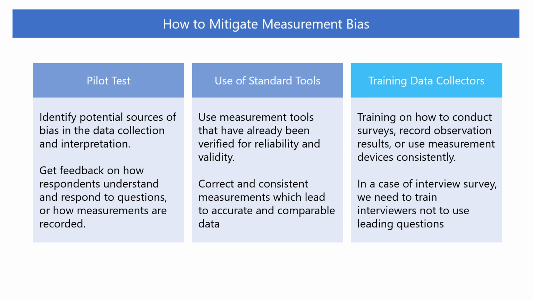The third is training of data collectors. By providing thorough training to all data collectors on how to conduct surveys, record observation results, or use measurement devices consistently, you can prevent bias from entering the data. For example, in the case of interview surveys, we need to train interviewers not to use leading questions and utterances that may influence the respondents' answers.